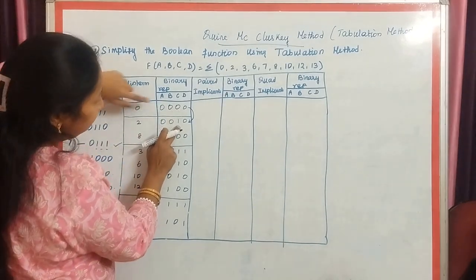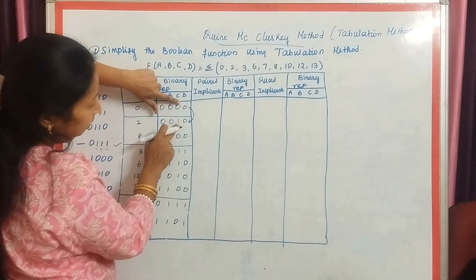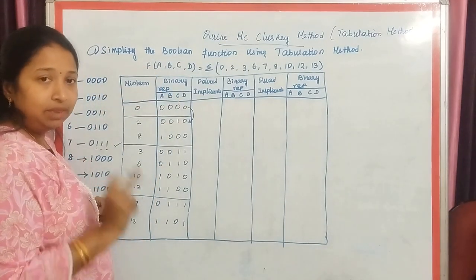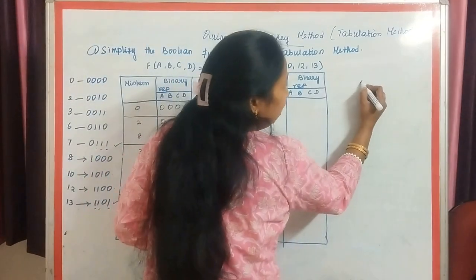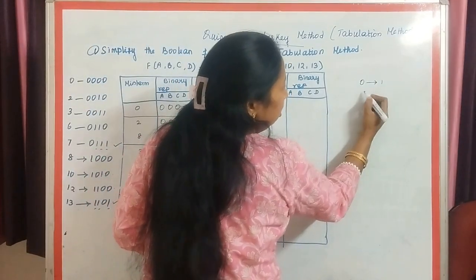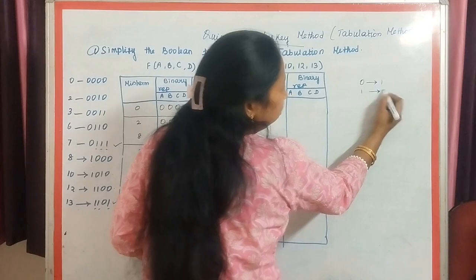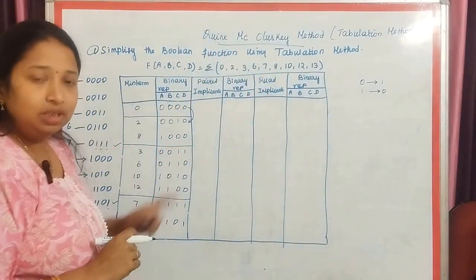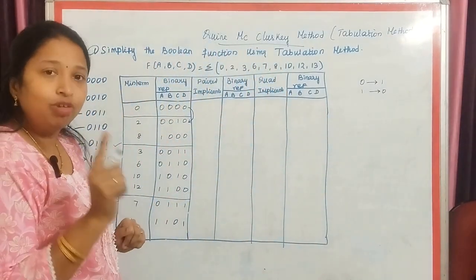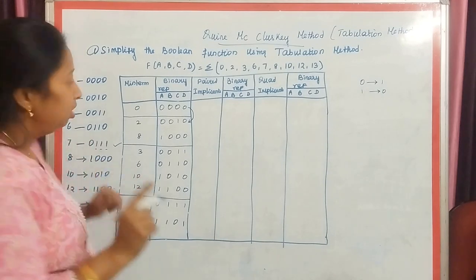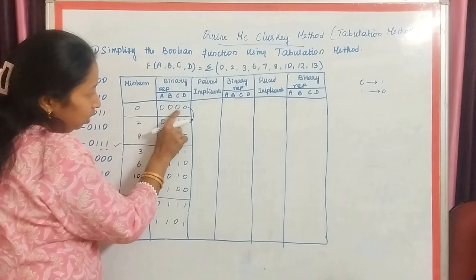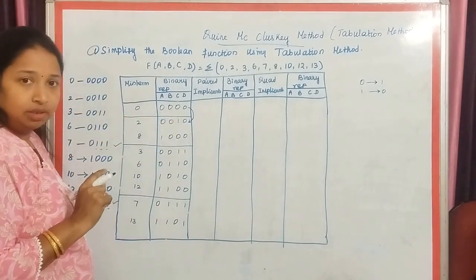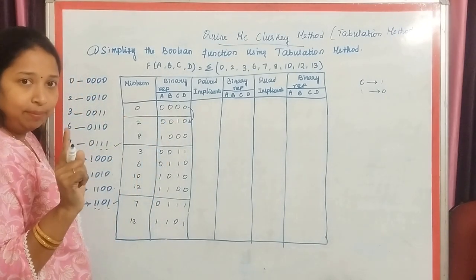Now I will compare the third digits. Here it is 0 and here it is 1. What does it mean? There is one bit change. What do I mean by bit change? Bit change means when a digit changes from 0 to 1 or from 1 to 0. This is called a bit change. At a time, only one bit change can happen. Here, while comparing, the first bit was the same, the second bit was the same, only the third bit is changing. Right? So one bit change has happened here.